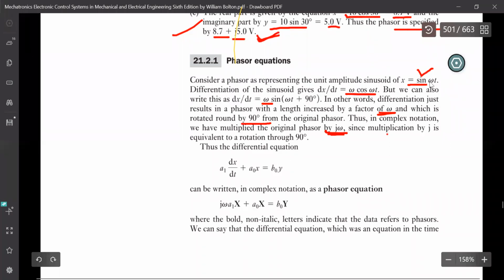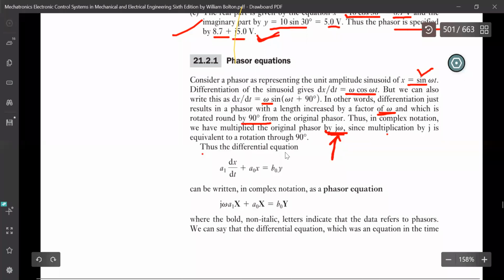Alright? So x is equal to sine omega t, we did the differentiation, we got this equation, and from there we just compare it with the complex number. So we have found that by simply multiplying our initial phasor by iota omega, we are doing nothing but the differentiation of the system.